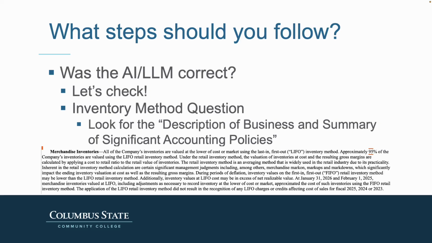Now, in this example, the one I have here, it says they use LIFO, approximately 95% are under LIFO retail. It doesn't give me the other method here, which is where I disagreed with the AI answer for my particular situation. Most companies, it's really straightforward. It just says we use FIFO, we use LIFO, we use weighted average. So that's what you can use to compare to the answer given to you by AI. Again, look for LIFO, FIFO, weighted average. Look for the terms that are in your text that you've learned about in this unit.